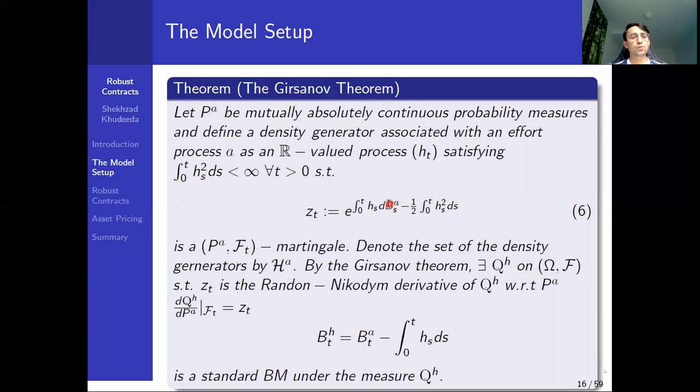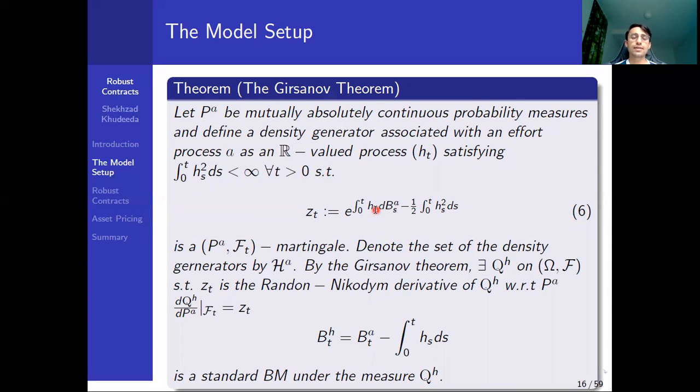So now it's important to state the Girsanov theorem. Let P and Q be mutually absolutely continuous probability measures. Then we define a real valued process H as a density generator associated with the effort process A, satisfying the integrability condition, which helps us to use the martingale property. So we define Z_T as the exponential of the stochastic integral term minus the integral with respect to time, which is actually a martingale. And H^A is the set of all density generators.